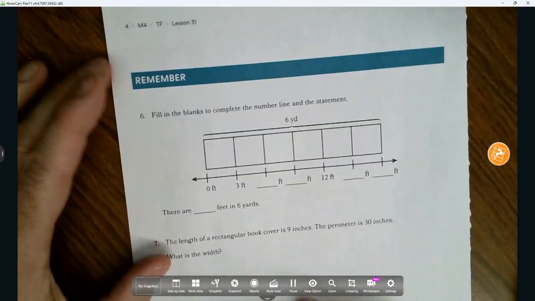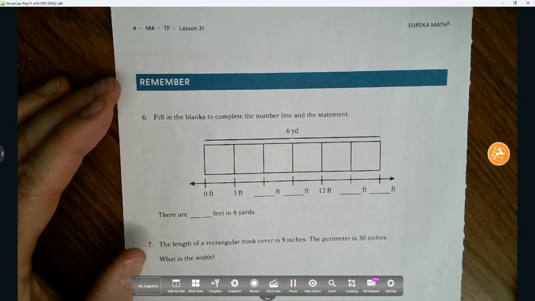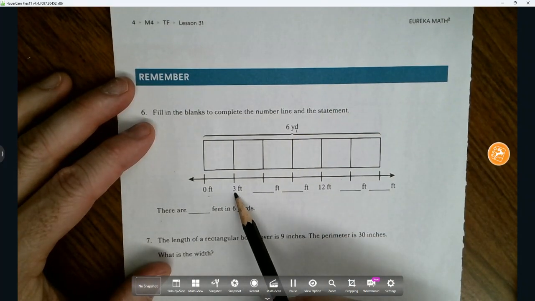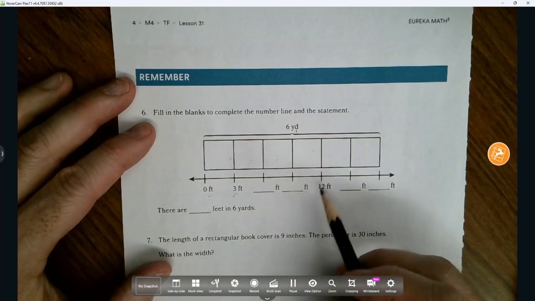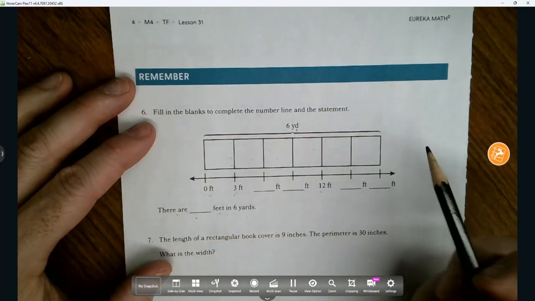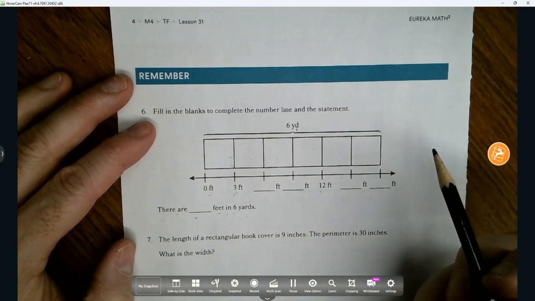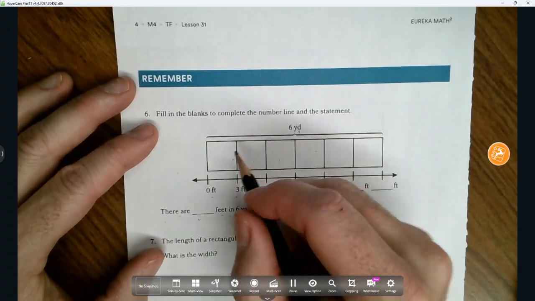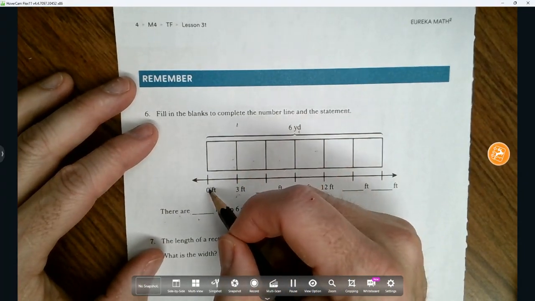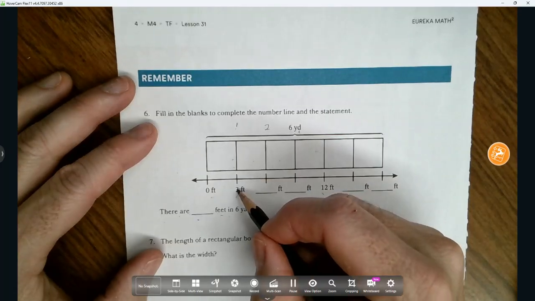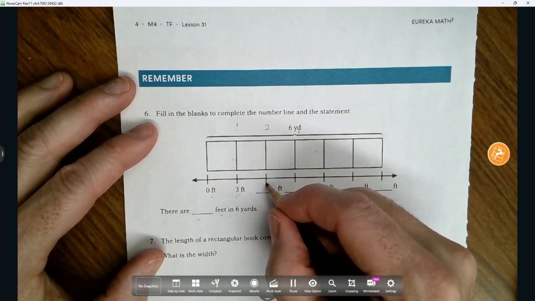Let's look at the back. On the back, we have fill in the blanks to complete the number line and the statement. So we have 6 yards, 0 feet, 3 feet. They're saying 1 yard is 3 feet. We have 1, 2, 3, 4 yards is 12 feet. There are blank feet in 6 yards. So we got to find out where the 6 is to begin with. This is 1 yard, so 1 yard is 3 feet. So 1 times 3. If we have 2 yards, we're going to take 3 times 2. What's 3 times 2? 6.